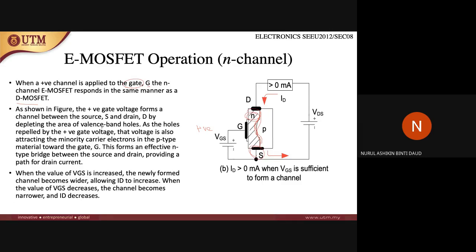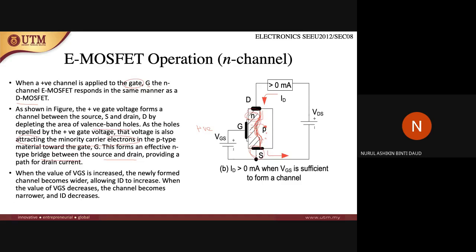This depletes the area of valence band holes, as the holes are repelled by the positive gate voltage. That voltage is also attracting the minority carrier electrons in the p-type material toward the gate. Some of these minority electrons also attract to the holes in the p-type here. This forms an effective n-type bridge between the source and drain.